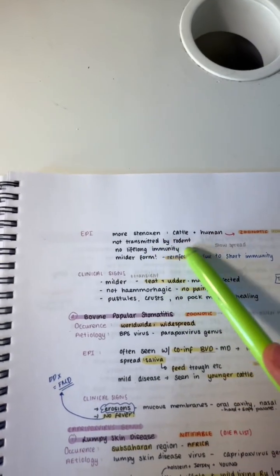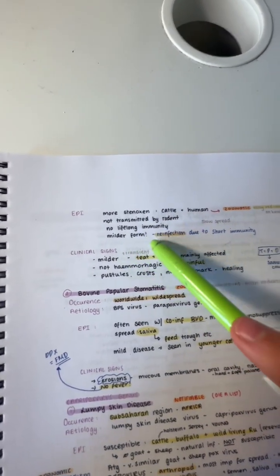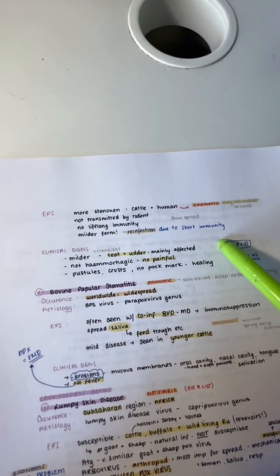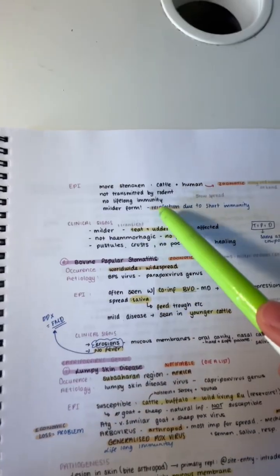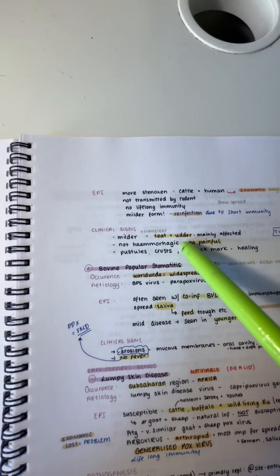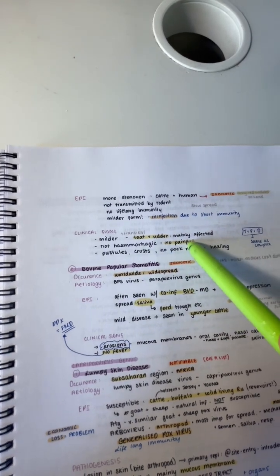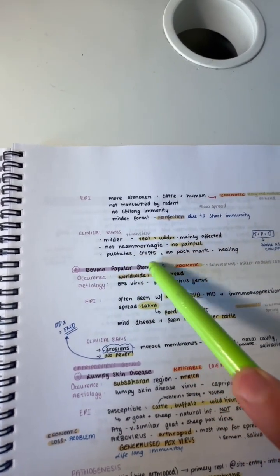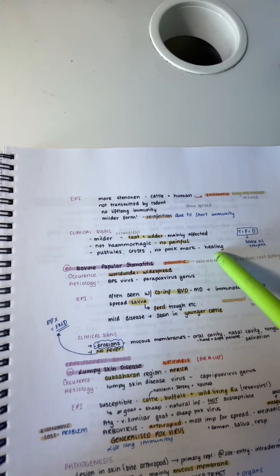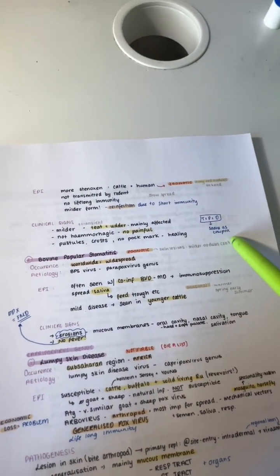But it's not transmitted by rodents. There's no lifelong immunity. It's a milder form, but there can be reinfection due to short immunity, and the virus spreads slowly. For the clinical signs, it's a milder virus. It affects the teat and udder mainly. It's not hemorrhagic and it's not painful. It leaves pustules, crusts, but no pockmark and healing. The treatment, pathology, and diagnosis are the same as cowpox.